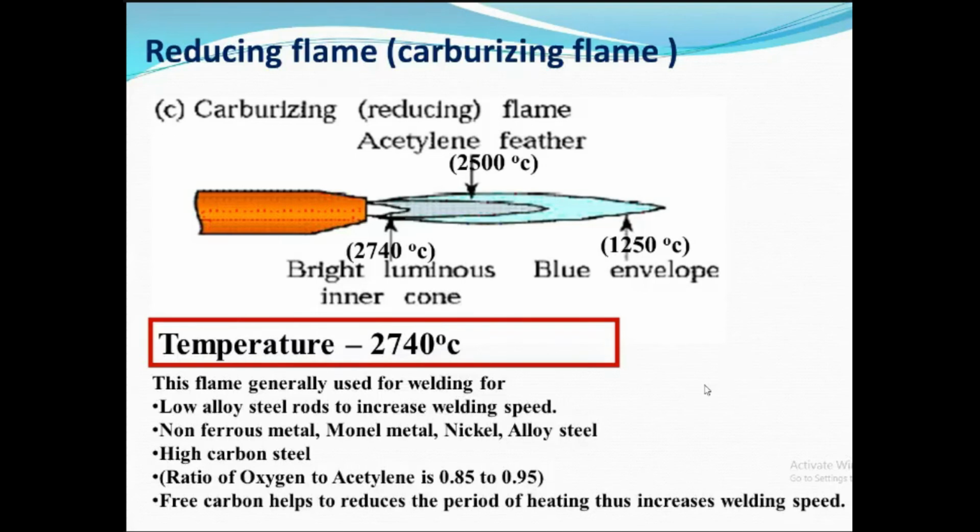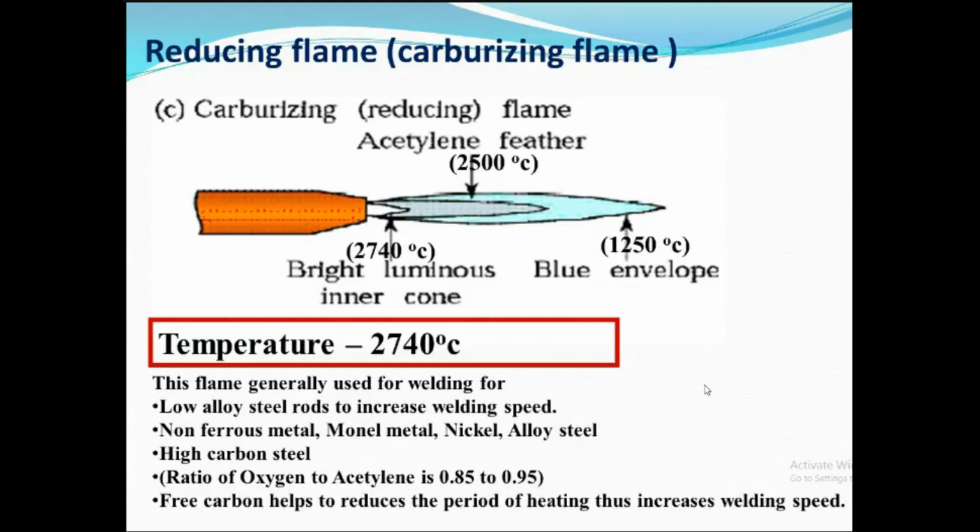These flames are generally used for welding low alloy steel rod to increase the welding speed, and second, for non-ferrous metals, monel metals, nickel, alloy steel and high carbon steel. For this type of material we generally use the reducing flame. The ratio of oxygen to acetylene is 0.85 to 0.95. In the previous case, it was 1.1 to 1.0. Free carbon helps to reduce the period of heating. This increases the welding speed.